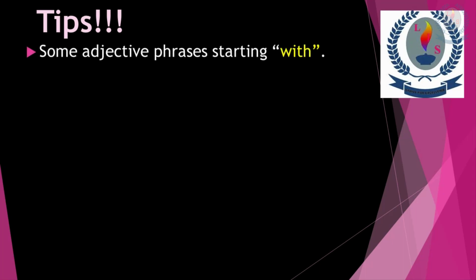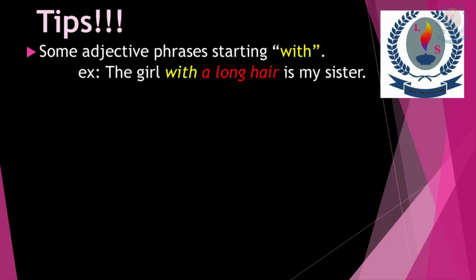I'll tell you some tips to identify an adjective phrase in a sentence. Tip number 1. Some adjective phrases start with the word with. Let's see an example. The girl with the long hair is my sister. Can you see the highlighted words? Can you read aloud? Good. With the long hair. So, this is the adjective phrase of this sentence. This adjective phrase describes the noun girl further.